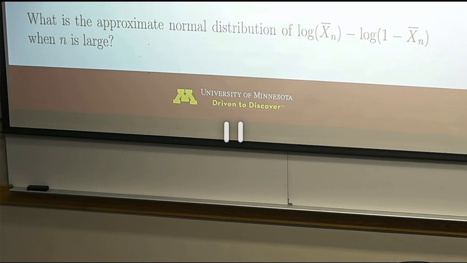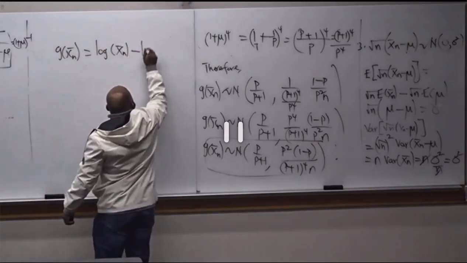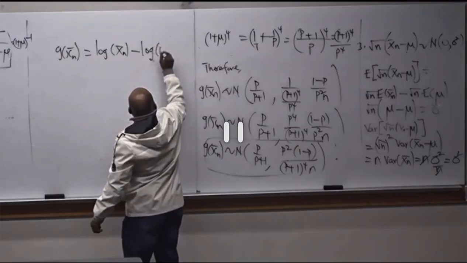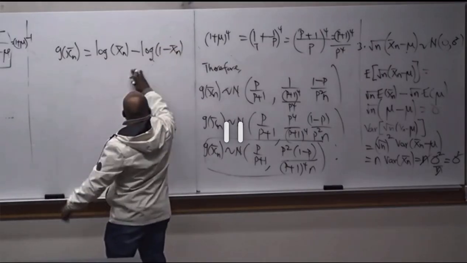Now, g of x bar actually is given to be log of x bar minus the log of 1 minus x bar. Okay? This is what I have. And you know what?